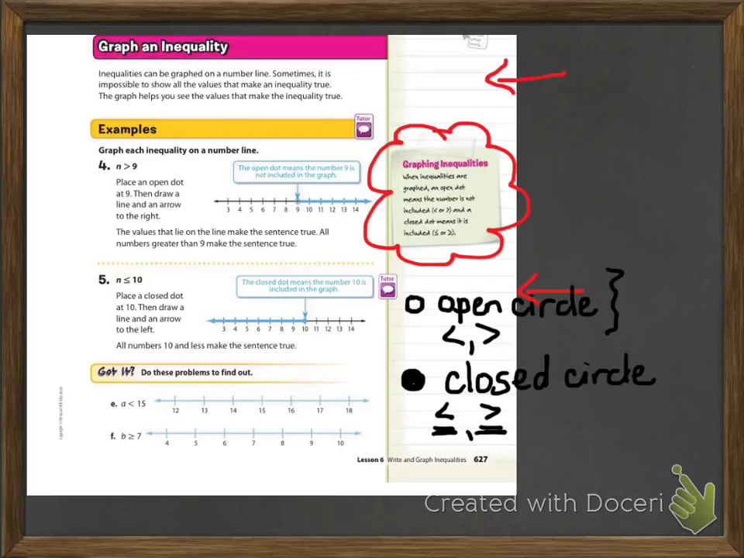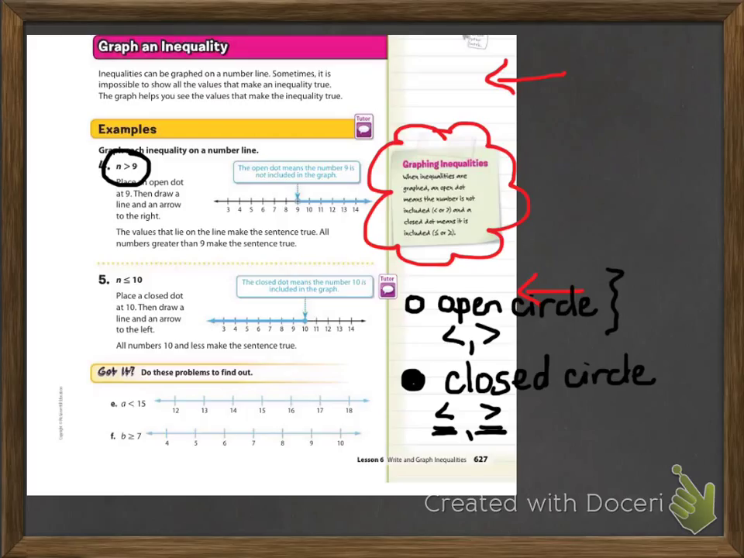In example 4, it says, graph each inequality on a number line. Number 4 reads n is greater than 9. So we're looking at this one right there. So all you would do is, and I'm going to redraw these number lines, and I would like for you to do the same thing. Over in your work zone area, wherever you have open space, and I'm going to do mine over in the margins to the right of my paper.